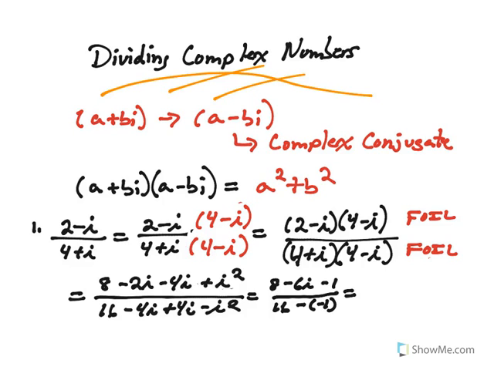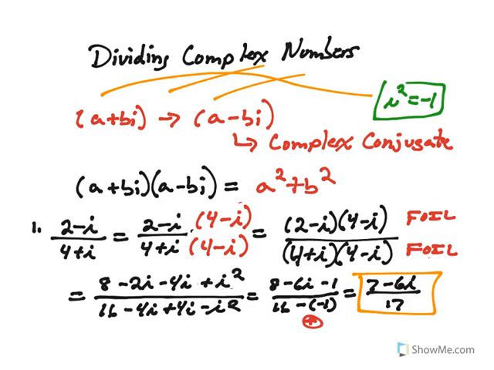8 minus 1 is going to be 7 minus 6i for the numerator. And then 16 plus 1 is 17 in the denominator because a negative and a negative is a positive. So this would be my final answer. You have to be very careful. Sorry for the little mishaps there. But you just follow the process and don't forget to replace your i squareds with negative 1. Okay? That's really important.